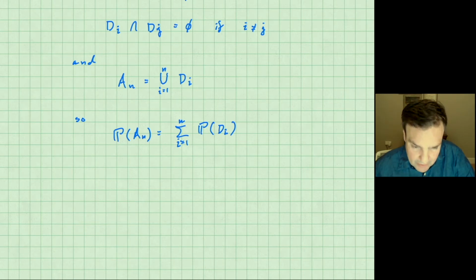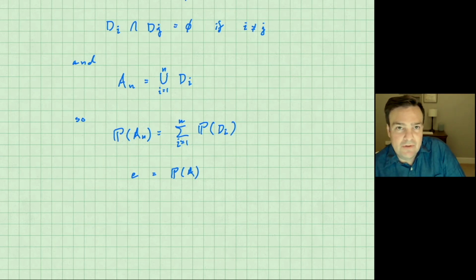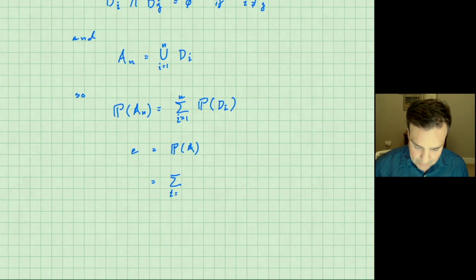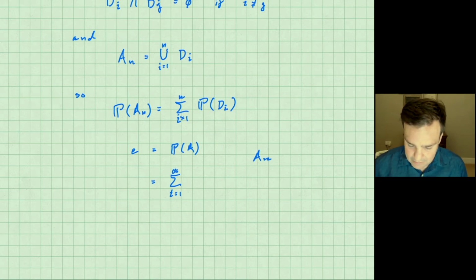And what can we say here? So E is the probability of the event A, right? So it's just the definition. The probability of eventual extinction, that's E, where A is the eventual extinction. And so that's equal to, by the third probability axiom, you have to look back at chapter 1, the sum of i equals 1 to infinity, because A sub n, right? So A sub n is this guy.